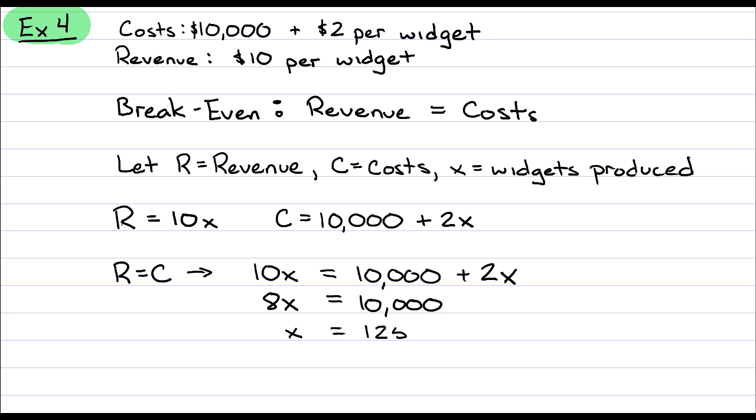1,250. That's the number of widgets that the company has to produce and sell in order to break even. So a little bit of additional information. If the company produces more widgets than this, then they will turn a profit. However, if they produce fewer widgets than this, they will actually lose money.